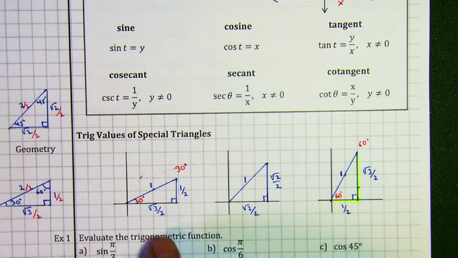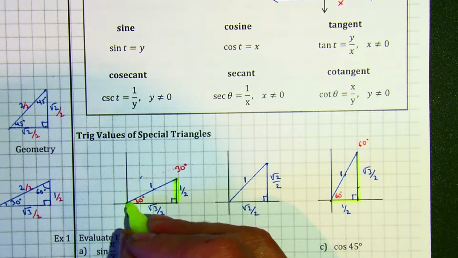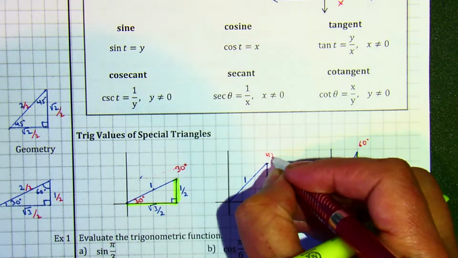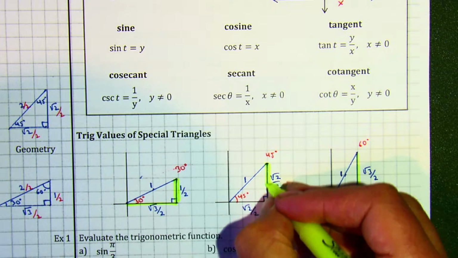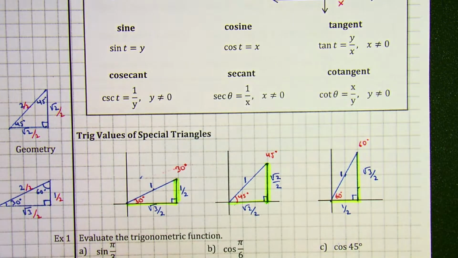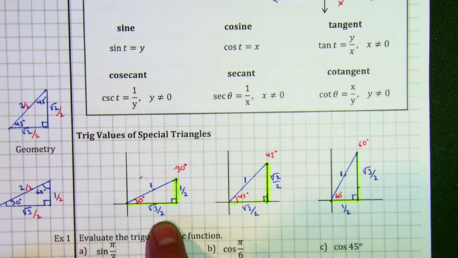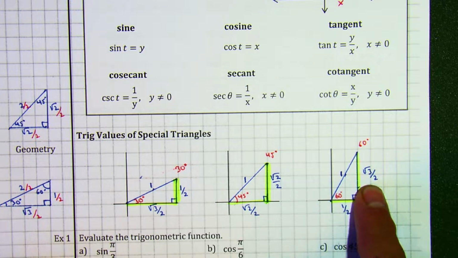Something to keep in mind with the 30-degree angle and a 60-degree angle is that the shorter side is 1/2, the longer side is square root of 3/2. On a 45-degree angle, we know that both of them are congruent and both of them are square root of 2/2. So that is something that you need to memorize. 45 is square root of 2/2. 30 degrees, shorter side is 1/2, longer side square root of 3/2. 60 degrees, shorter side is 1/2, longer side is the square root of 3/2.